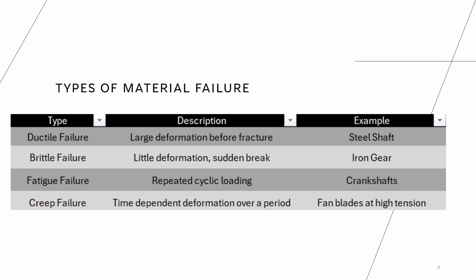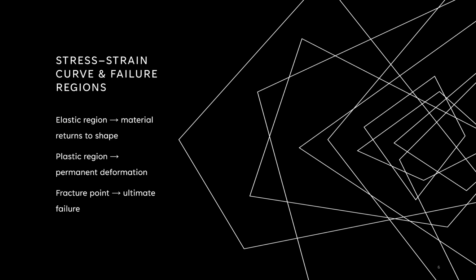Fatigue failure is repeated cyclic loading on an object, and this happens very commonly in cars with crankshafts. And creep failure is a time-dependent deformation over a period, and this can happen in fan blades at high tension, as well as in a number of other applications.